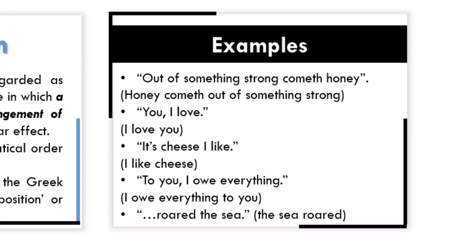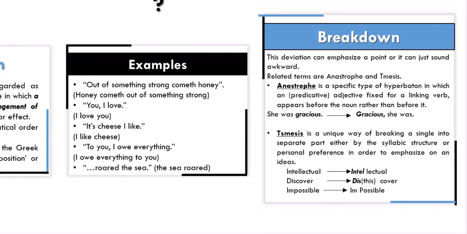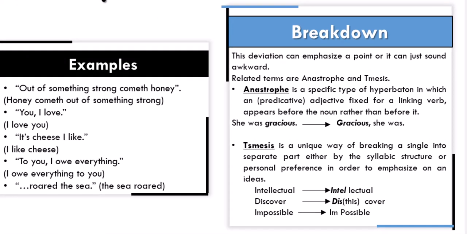To you I owe everything. I owe everything to you. Or simply I owe you everything. Okay, rowed the sea. The sea rowed. Simple as that. Okay, so let's break it down. This deviation can emphasize a point, or it can just sound awkward. Related terms to these happen to be anastrophe and tmesis.